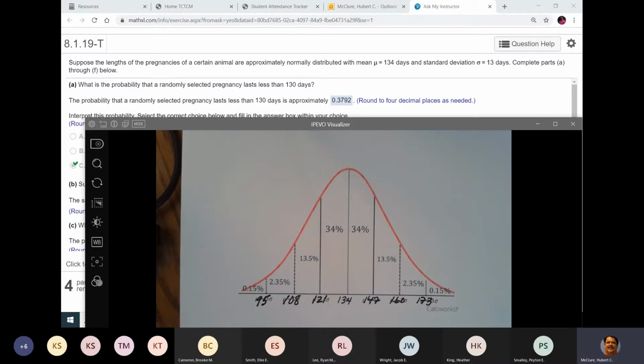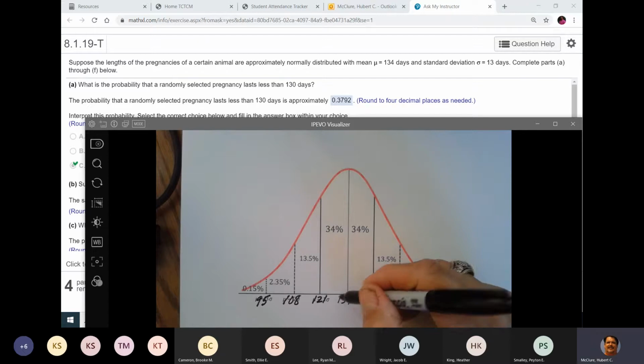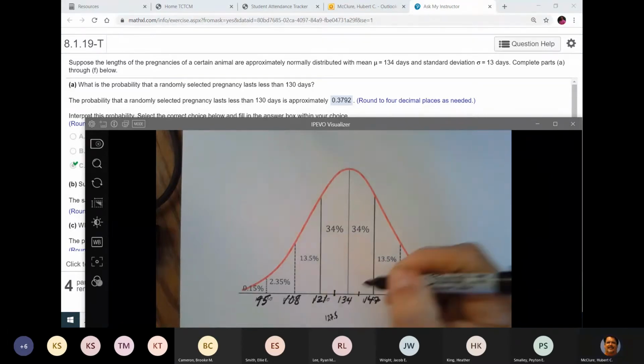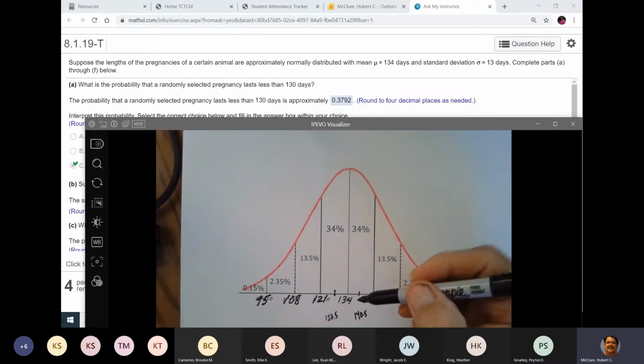All right, and it says the probability that a randomly selected pregnancy lasts less than 130 days. So 130, I'm going to take my handy dandy ruler. Let's see, 134, we said that the standard deviation was 13. Half of 13 is 6.5. So that's going to be 140.5 right there. And they want to know 130. So this would be 6.5 less, 127.5 right there. And that, I said that would be 140.5. I'm trying to just see where 130 would be.